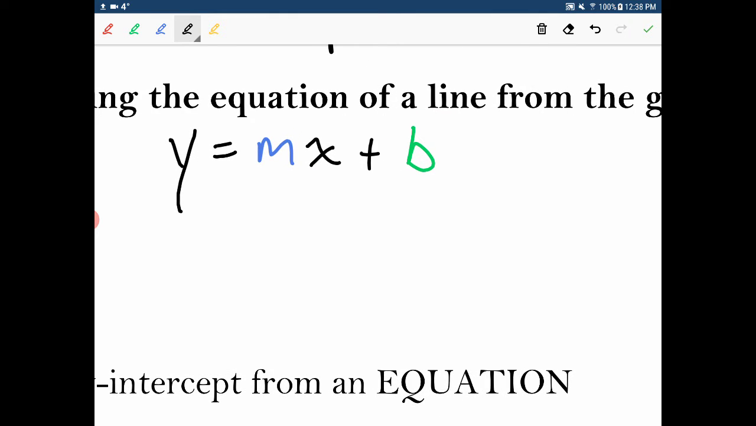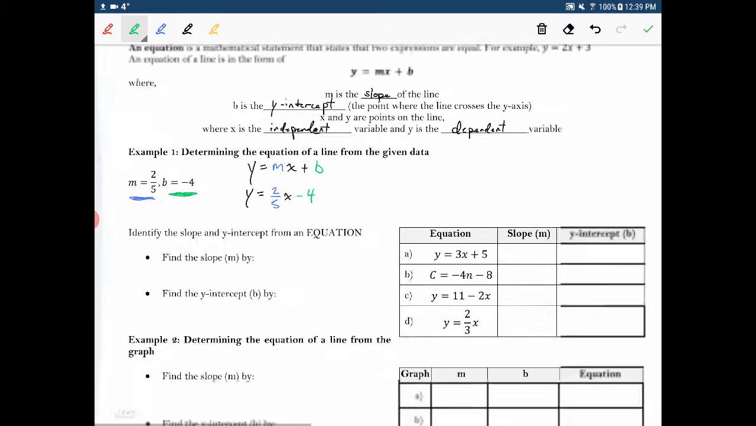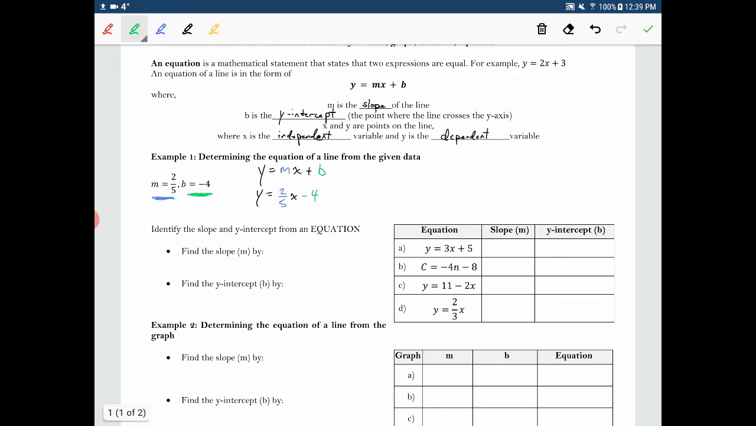So we will have y is equal to 2/5 x plus, what was it, -4? Oh, it was -4. So it would be plus -4, but we don't write it that way. We're just going to write -4 like that. Okay? So that is the equation of our line.